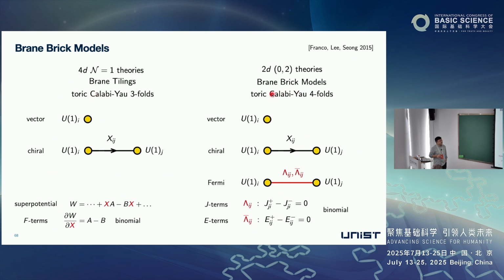I have also a 2D (0,2) series associated to Toric Calabi-Yau fourfolds, whose plane configurations we call plane brane models. The elements here are vector, chiral and Fermi multiplets, where the Fermi multiplets are associated to a pair of J and E terms that are binomial that define an associated affine toric Calabi-Yau fourfold.